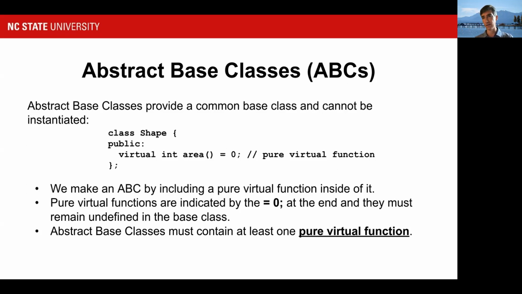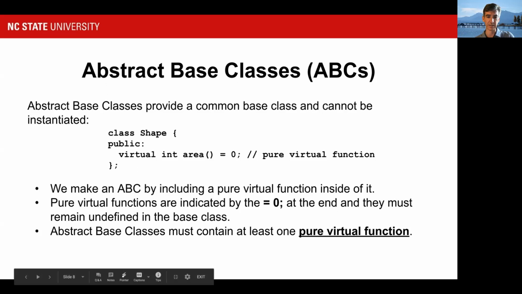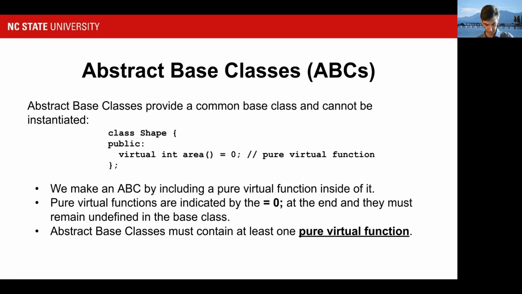We can always spot a pure virtual function by identifying this equals 0. If you see equals 0 on any function in a class, that means it's an abstract base class, and it means that you can't directly construct it. You can't instantiate it. It would be a syntax error. You have to derive from it and override this function to make it legal to instantiate. Another way of saying all this: abstract base classes must contain at least one pure virtual function.